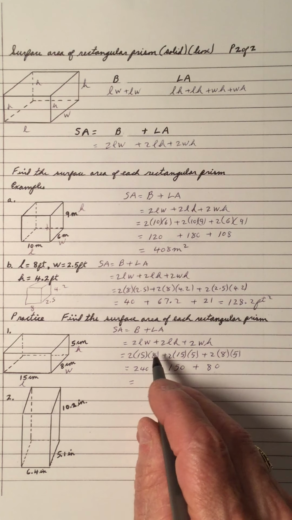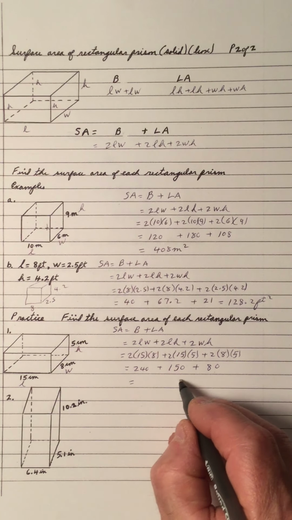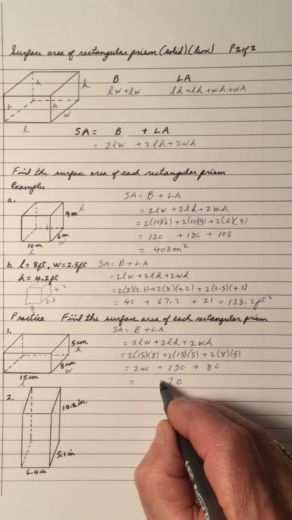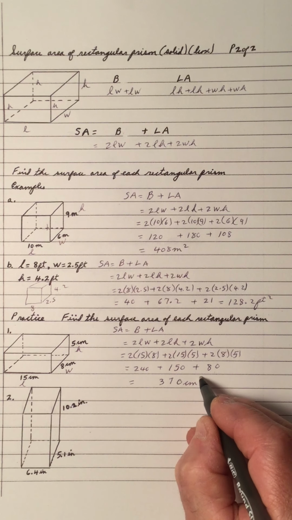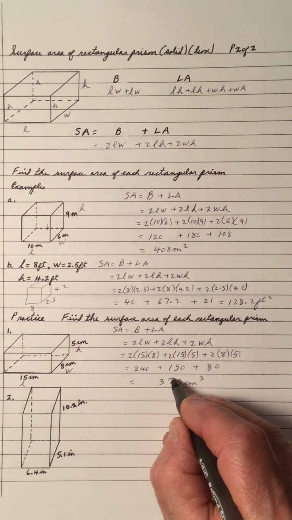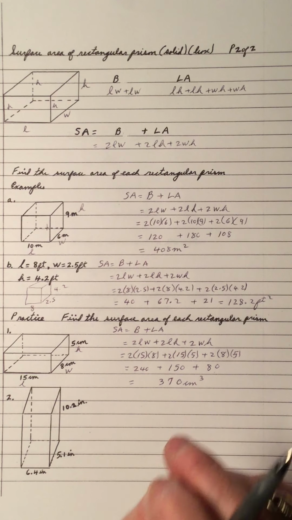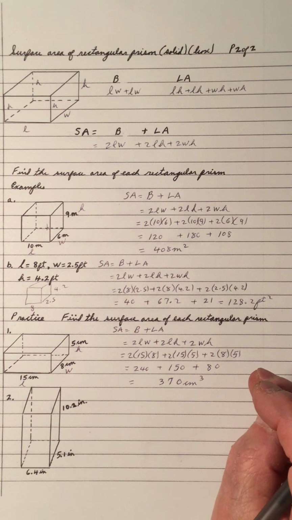When we add all that up, we will get 0.827, so it looks like we're going to get 370. And that's centimeters cubed. Remember, volume, area is 2 units, length and width, so it's centimeters squared. Volume is 3 dimensions, length, width, and height, so you get cube.